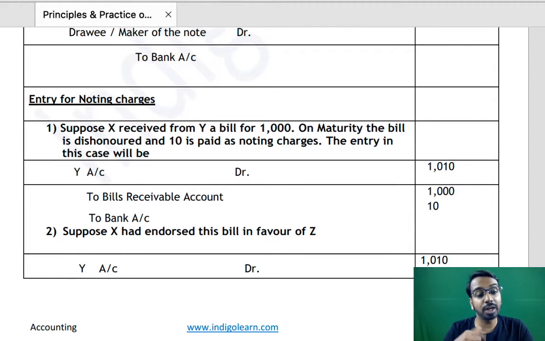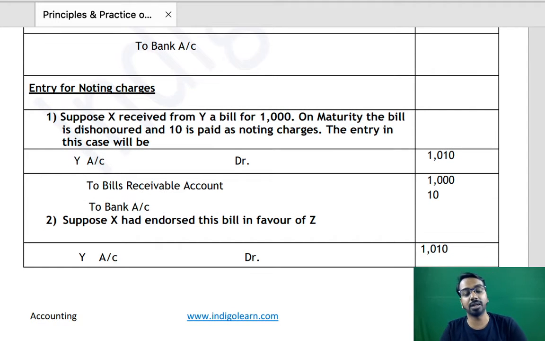Now if you have endorsed a bill, and that bill is dishonored, and on that the creditor has paid the noting charges. For example, X received from Y and X endorsed it to Z. Now when X endorsed this to Z and Z paid that 10 of noting charges, Z will recover entire amount from X. So X will credit Z by 1010 and debit Y by 1010.